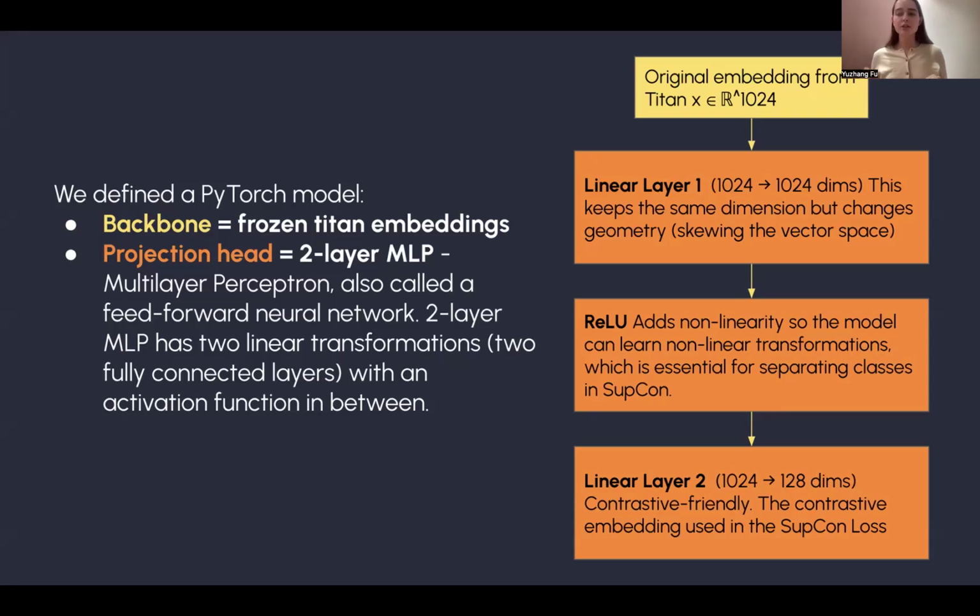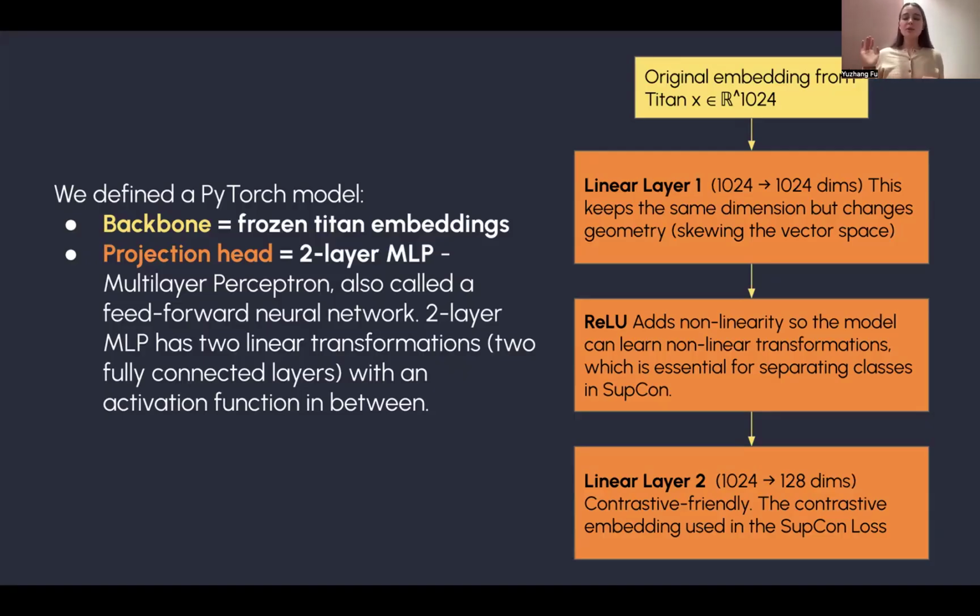We apply a first linear layer, and the idea is to keep the dimensions but change the geometry of it, so it allows skewing the vector space. Then you apply the activation layer that adds nonlinearity, so the model can learn nonlinear transformations, which is very important for separating classes in supervised contrastive learning.